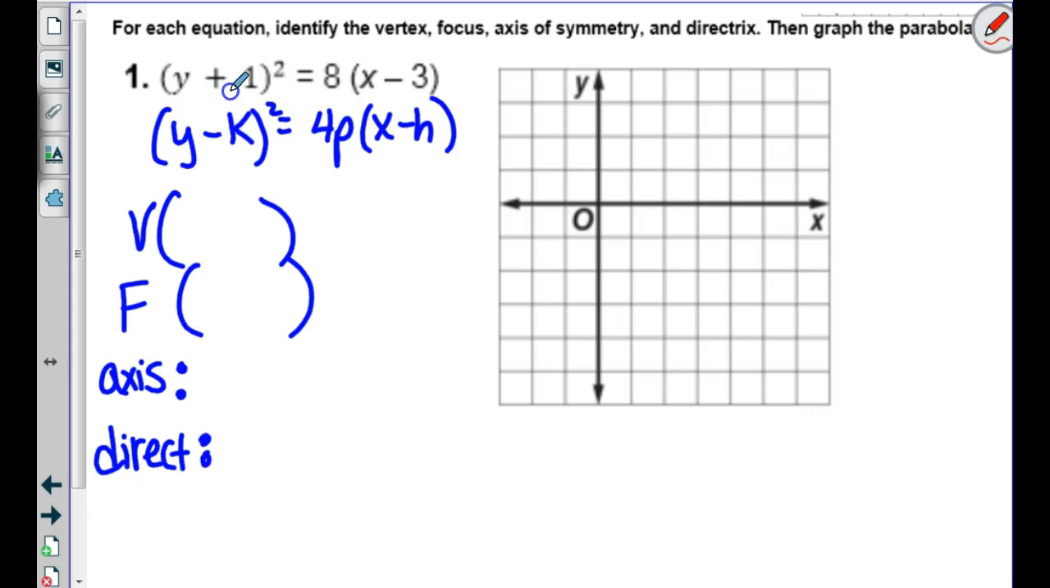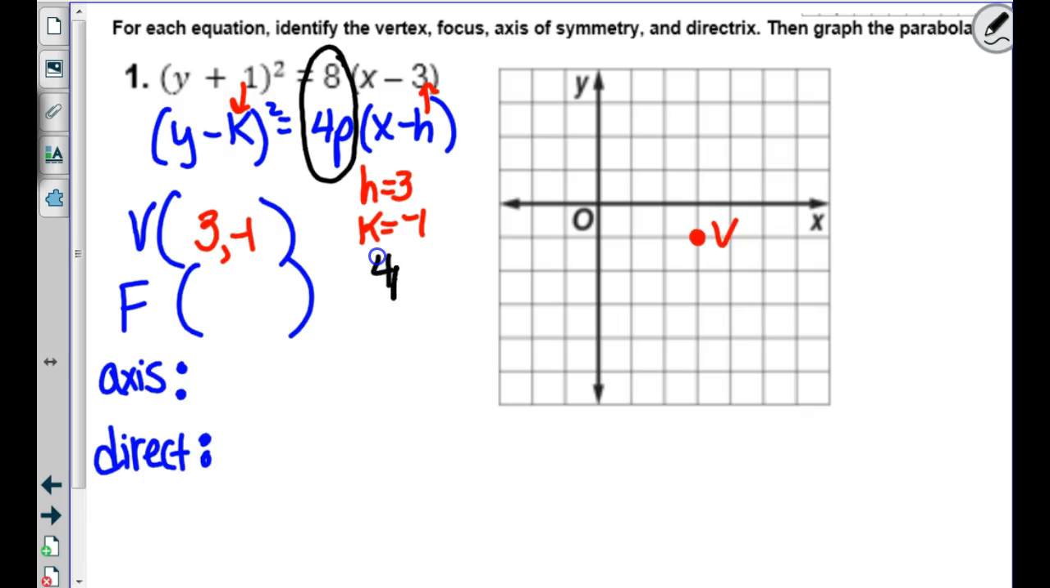The vertex is (h, k). Can anybody tell me what h and k are from up here? H is 3, k is -1. Everybody good with that? Opposite. So (h, k) is (3, -1). Right there. That's the vertex. So the parabola goes through that point, okay? The focus, well, let's see if we can figure it out conceptually, and then we'll use the formula. Right here, 4p equals 8, so p is 2.